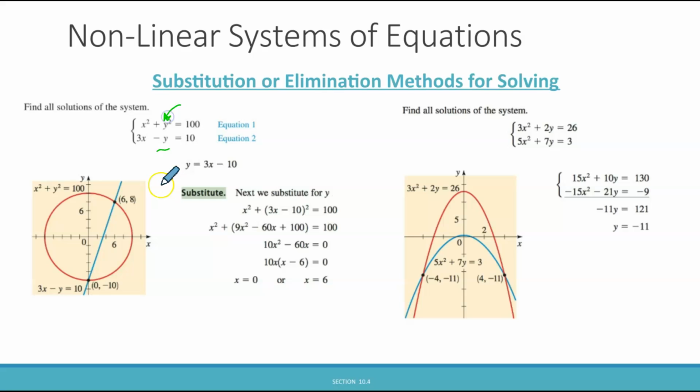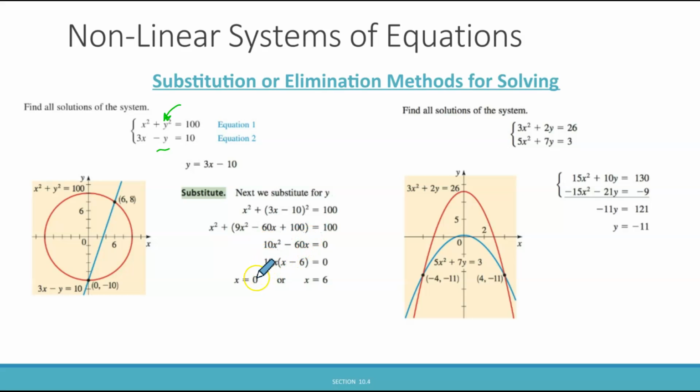If I substitute that into the remaining equation, I've used the substitution method. So we have x squared plus y squared, but instead of y, we substitute in 3x minus 10, equaling 0. Notice that in the top equation, we just plugged in y is 3x minus 10. Squaring and using FOIL multiplies that out properly. We collect like terms, get one side to be 0, and factor out the greatest common factor.